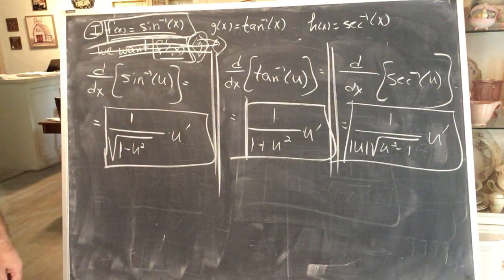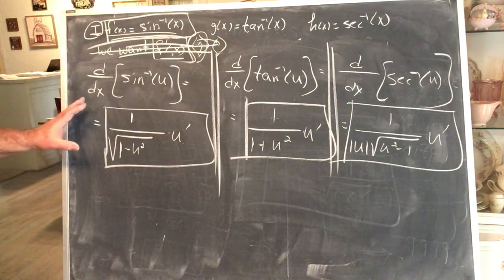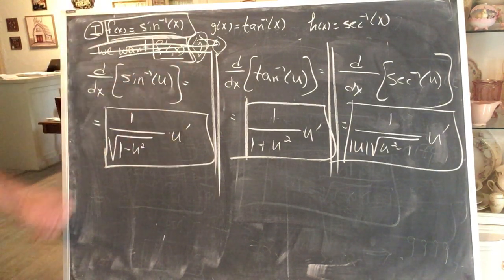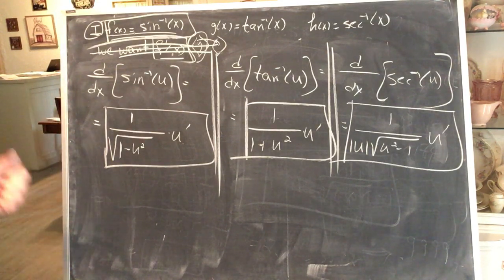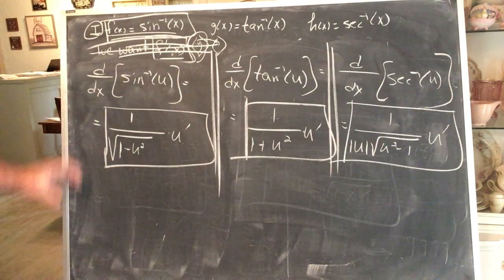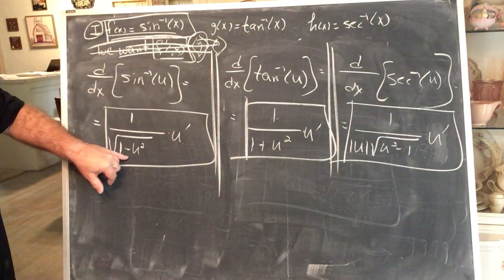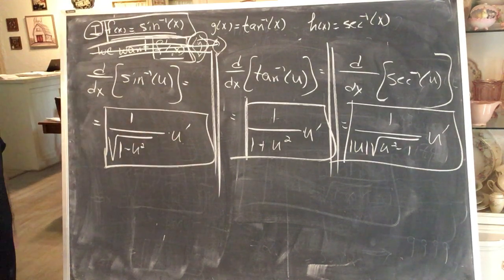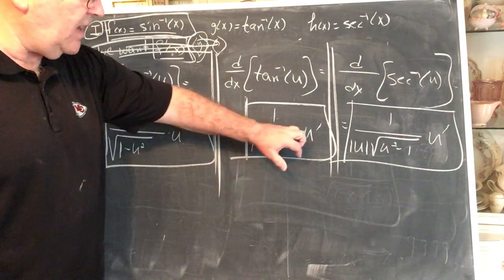You can find those in the formula sheet or the basic form sheet, or you can find that right here. But these are the three values that you need to learn. There is nothing for it. You need to learn these. The derivative of sine inverse is 1 over square root 1 minus u squared times u prime. The derivative of tangent inverse is 1 over 1 plus u squared times u prime.